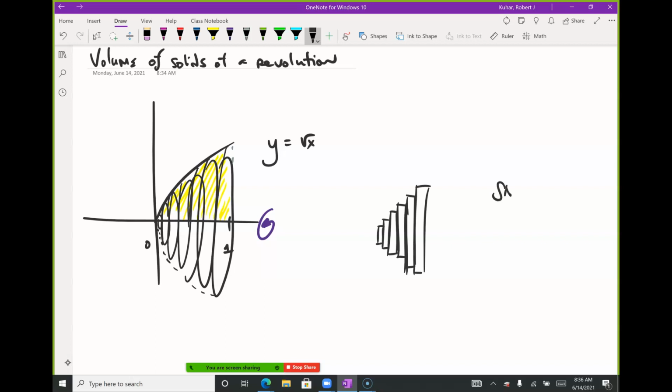So a side view or a cross section, you'd see a single coin, a single disk, right? And you can see the width of the disk here, kind of.